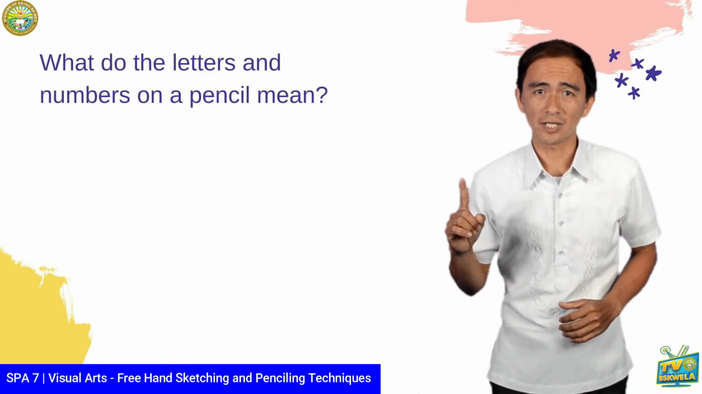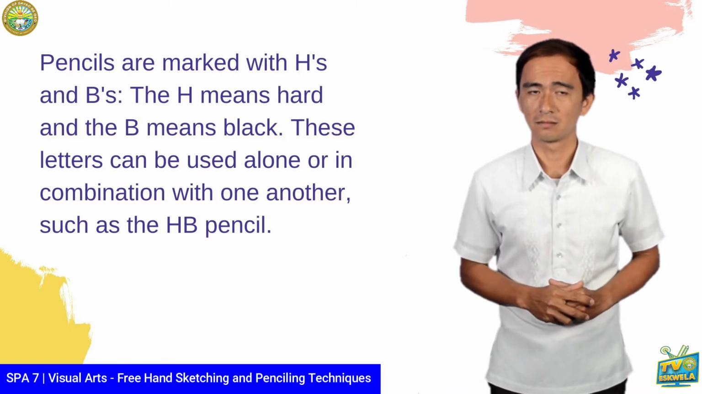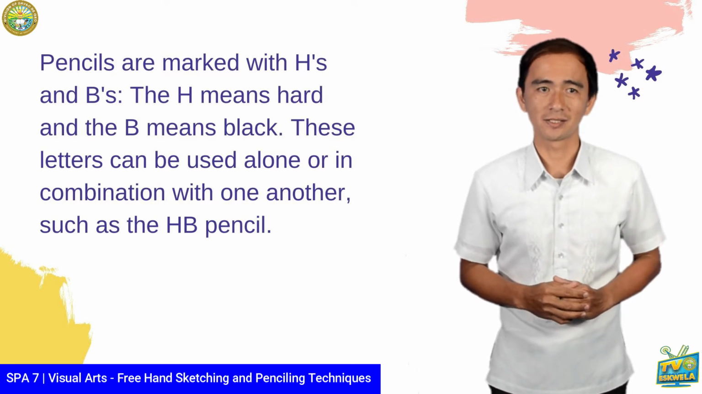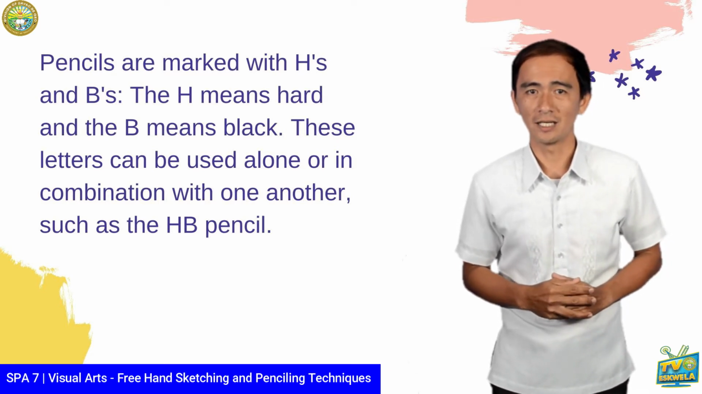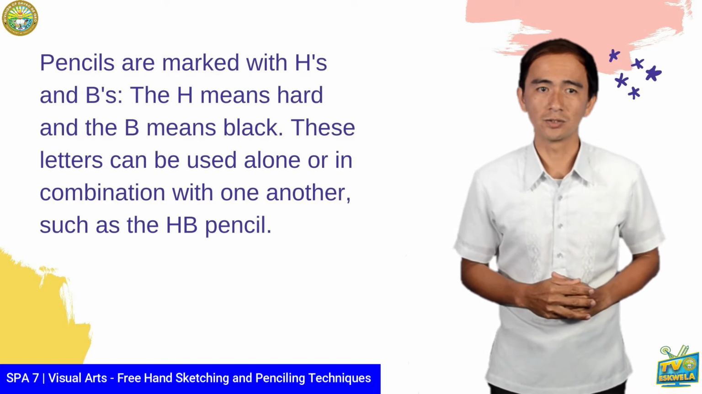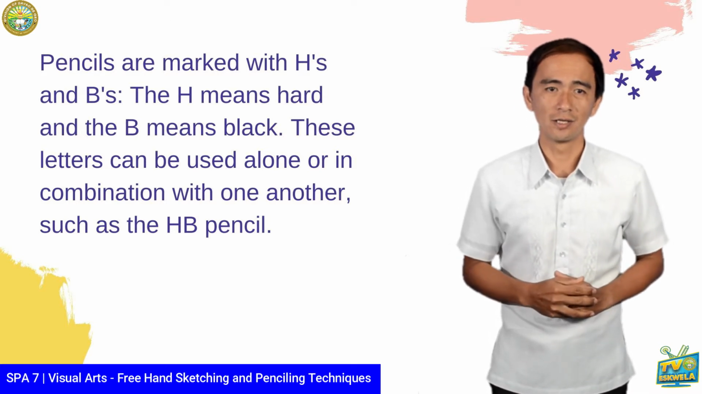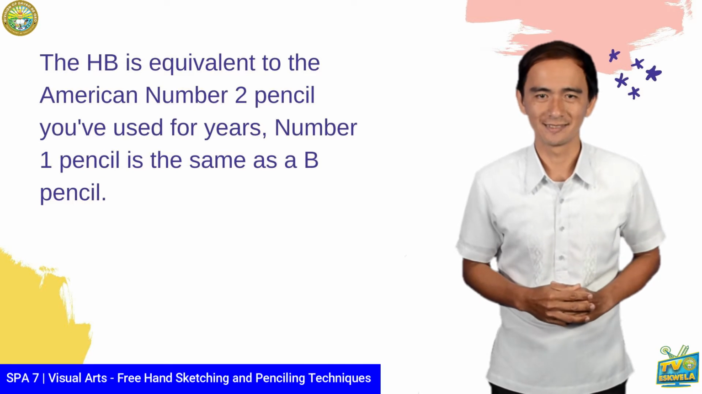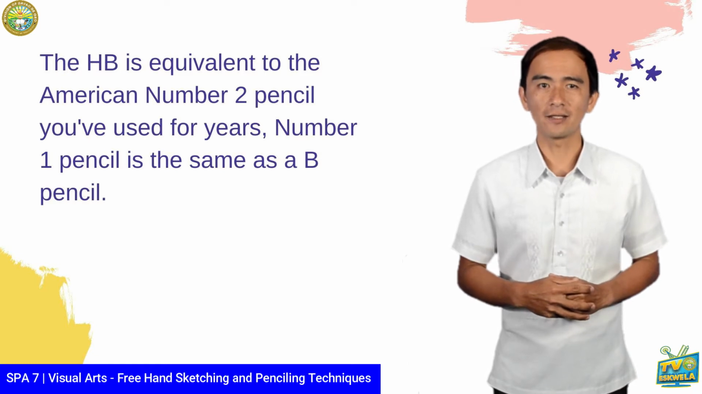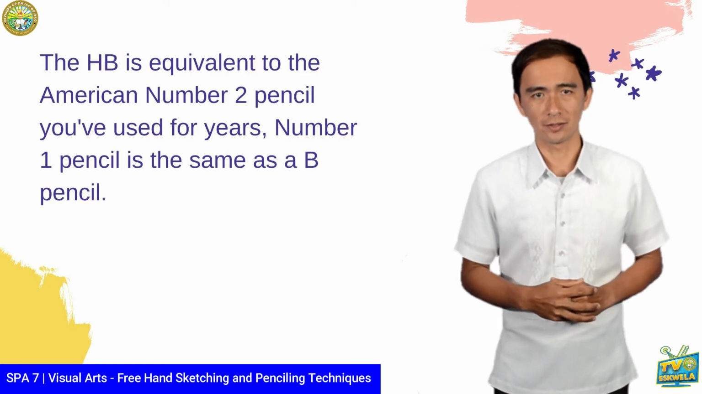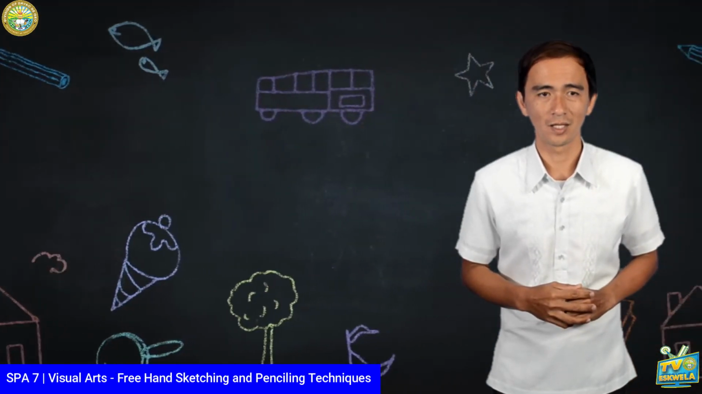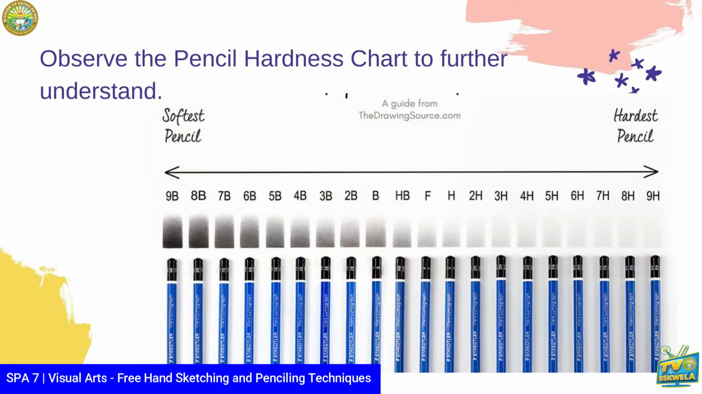What do the letters and the numbers on a pencil mean? Pencils are marked with H's and B's. The H means hard and the B means black. These letters can be used alone or in combination with one another, such as HB pencil. The HB is equivalent to the American number 2 pencil you've used for years. Number 1 pencil is the same as B pencil. Observe the pencil hardness chart to further understand.